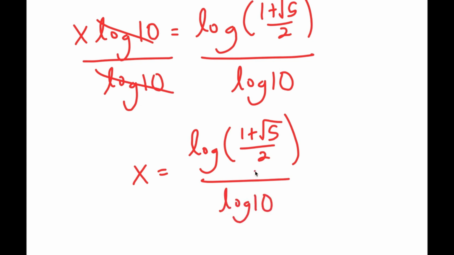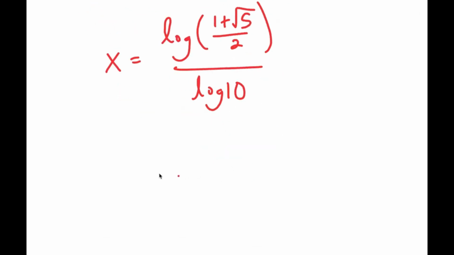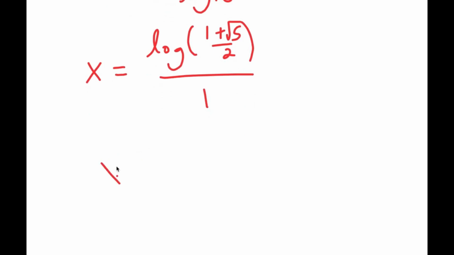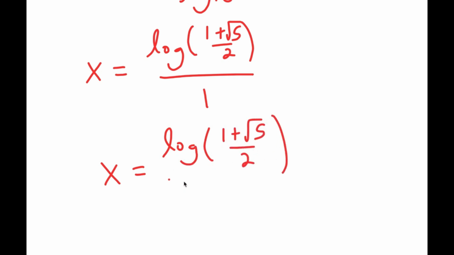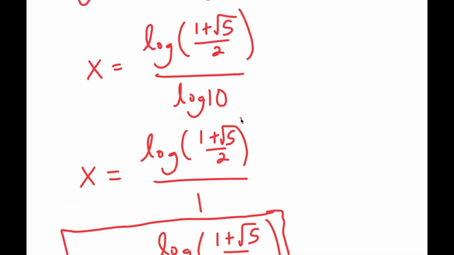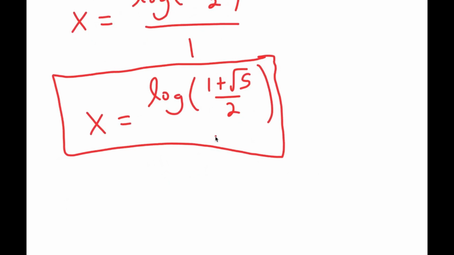And log 10, if you guys already know, is equal to 1. So this turns into log of 1 plus the square root of 5 over 2, over 1, which is the same thing as log of 1 plus the square root of 5 over 2. There's no need to include the over 1 because anything over 1 is itself. So this is my solution to this equation.